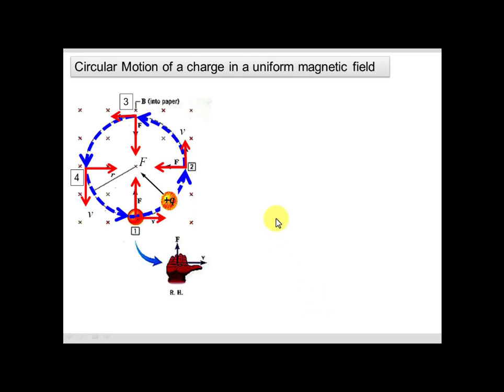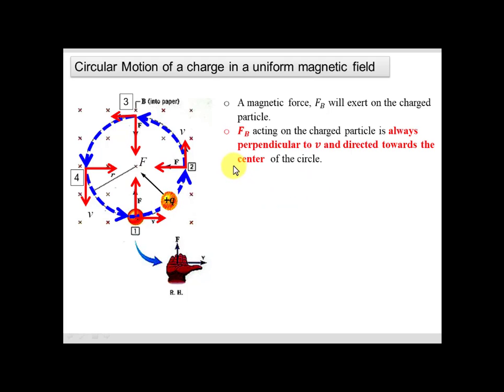Okay, let's take a look at the motion of a charge in a uniform magnetic field. This is for the positively charged case. A magnetic force will be exerted on a charged particle. For example, this is the positive charge. The force F_B acting on the charged particle is always perpendicular to V.